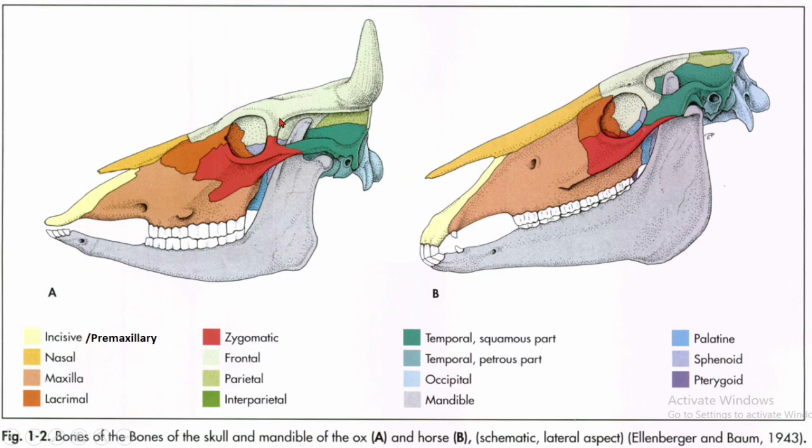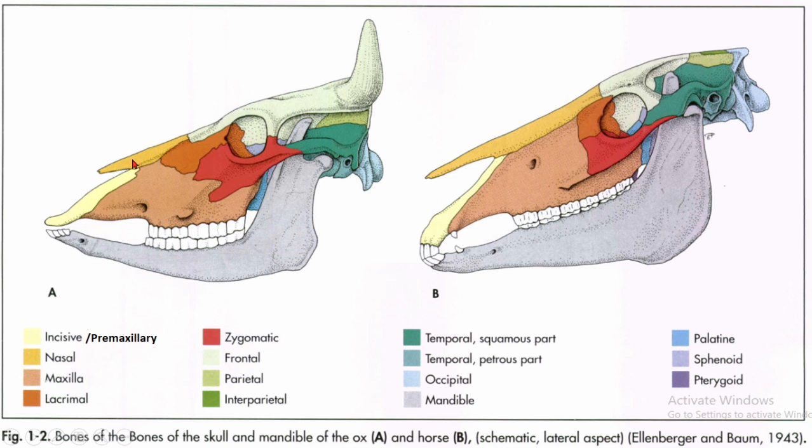These are the pictures of a skull of a cattle and horse. Each bone is represented by a particular color. The name of each bone denotes the part and location of the skull. First of all, incisive or premaxillary bone in yellow color. It is found above the incisor teeth. That's why it is called incisive bone.